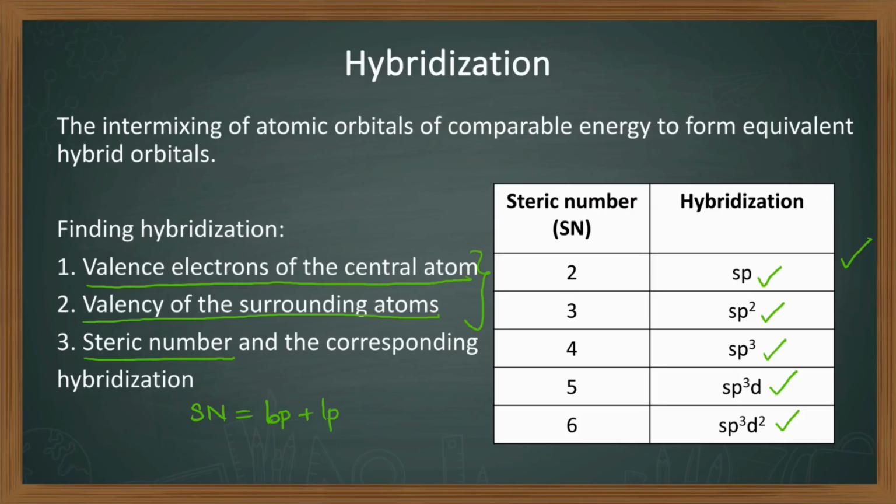If you add the powers of these orbitals in the hybridization, the addition will give you the steric number back. In this way you can confirm the hybridization you have deduced. For example, if you take the last one, sp3d2, 1 plus 3 plus 2 is 6. So you will get the steric number back. By knowing these three, we can easily get the hybridization of any given compound.